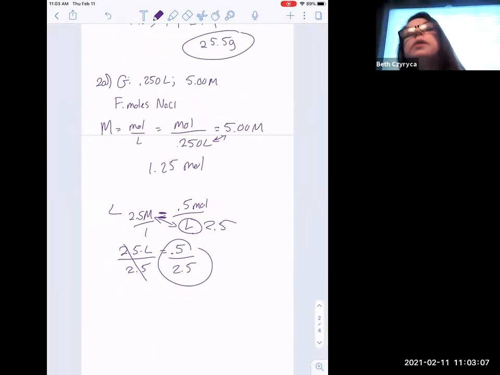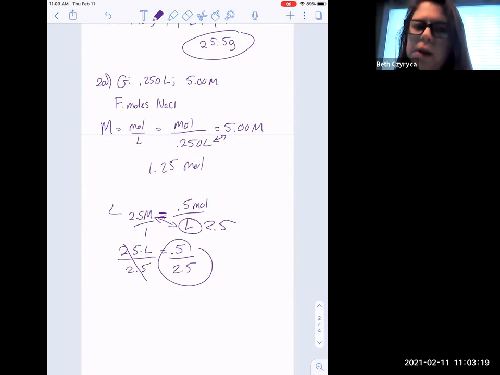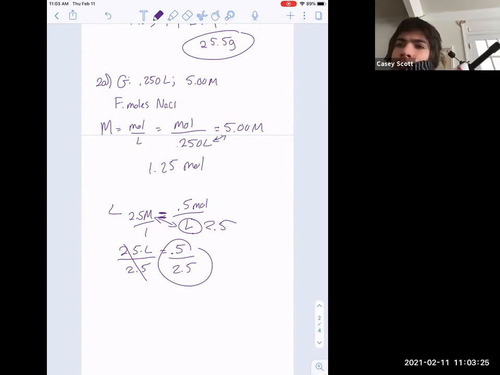Sorry, I'm a little confused on where we got that 2.5 molarity and then 0.5 moles. Or is that just an example you wrote right there? I just threw that in there to see if you guys knew how to solve for the variable in the denominator. Okay, thank you.